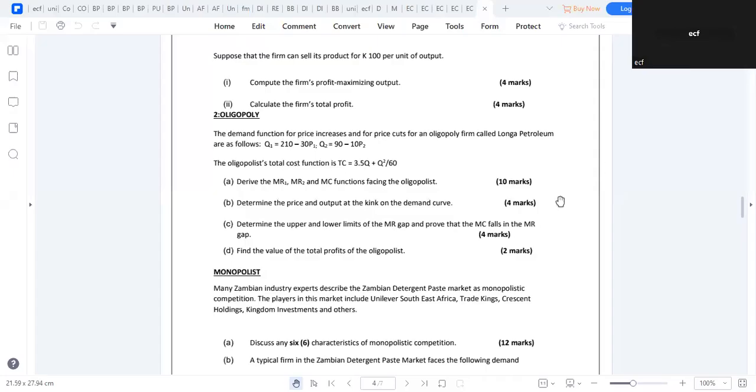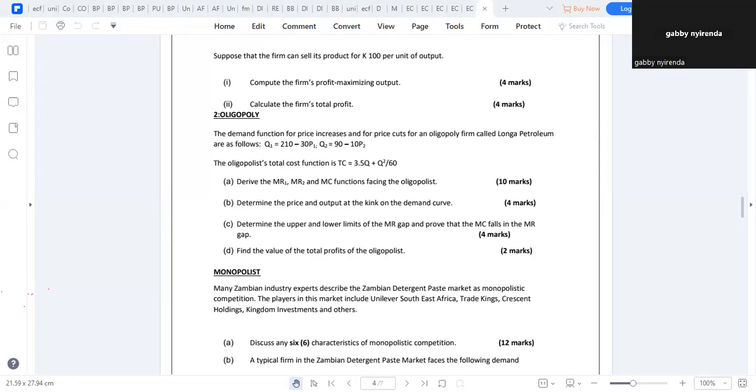So we have about 4 market structures that we should all know about. Can you mention any 4 market structures? So my interest is on oligopoly, but just to have a view of the market structures, let's quickly mention these 4 market structures.